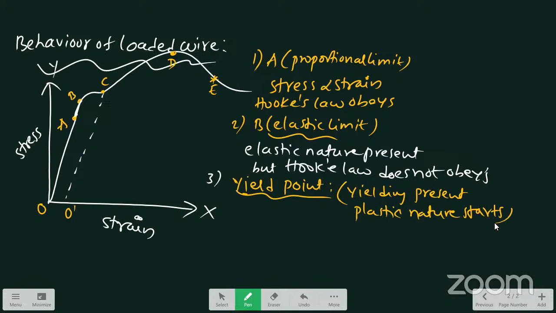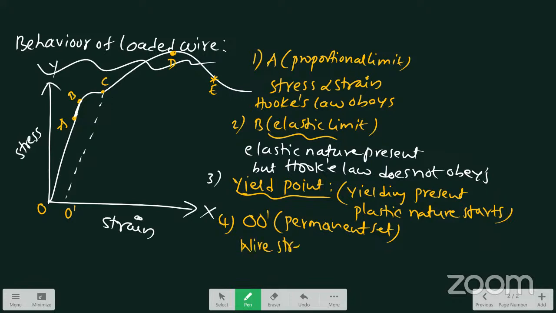This is the yield point. Next, O dash. Permanent set. Meaning the wire is stretched permanently beyond C. Wire stretched permanently.